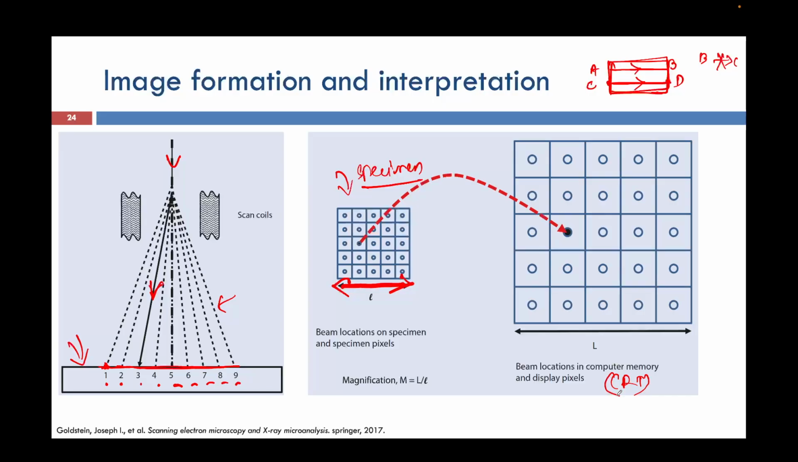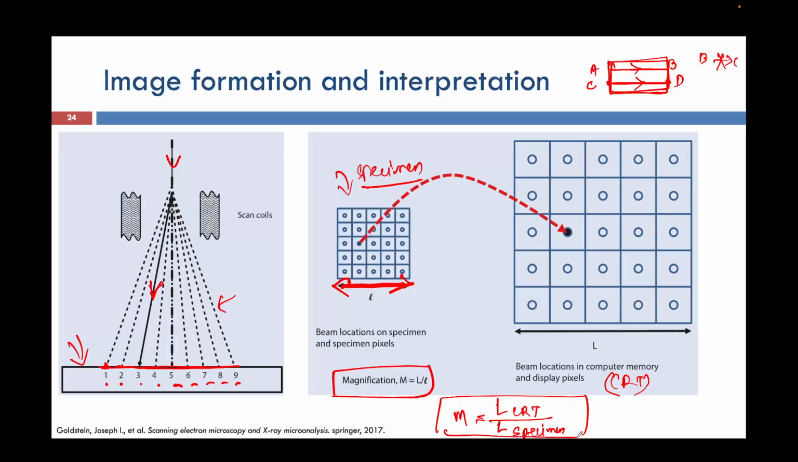So on the CRT it will be shown, and the magnification will be given by L by l. Here capital L is the length on the CRT, divided by small l, the length on the specimen. That is the magnification of a microscope.